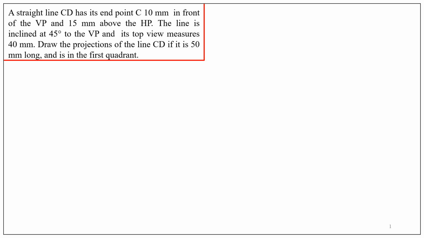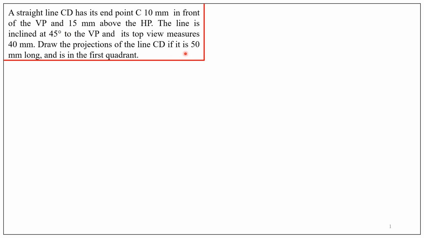The problem statement is given here. We infer the line is inclined to both the planes of projections. It is given that the line is inclined at 45 degrees to the VP. But what is the angle of inclination with HP? It's not given. Then how do we say it is inclined to both the planes of projections?